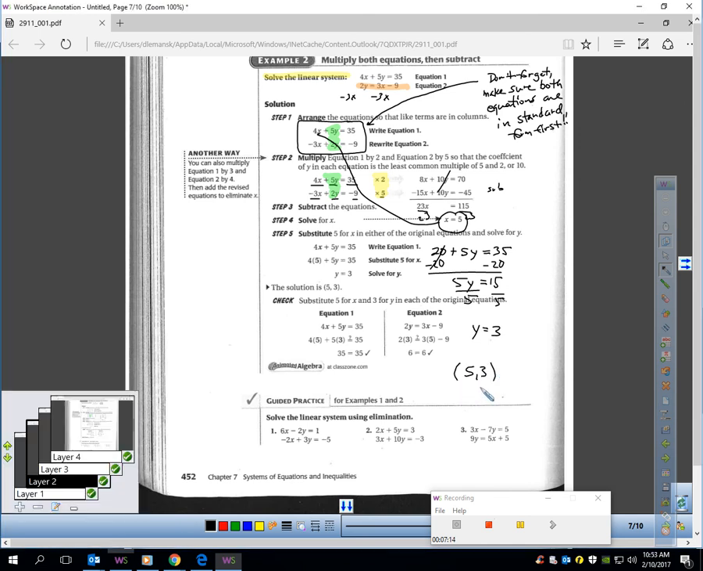Let me check that in the other equations. Let's plug it in here. Negative 3 times 5 is negative 15, plus 2 times 3 is 6. Do those added up work out to negative 9? And yes, they do. So my answer is definitely 5, 3.